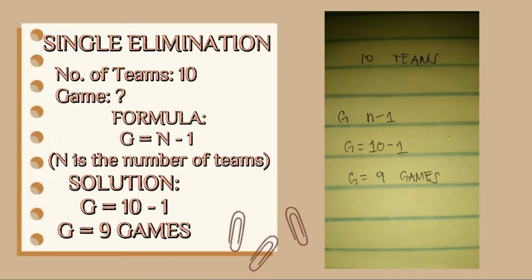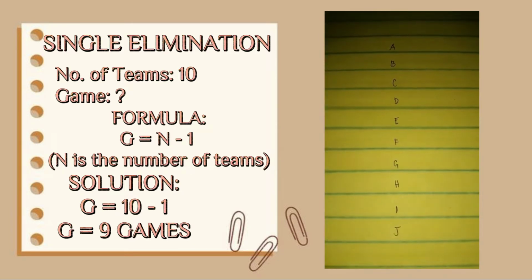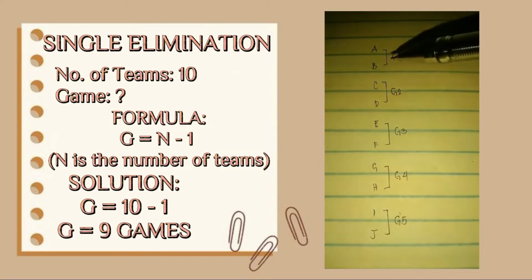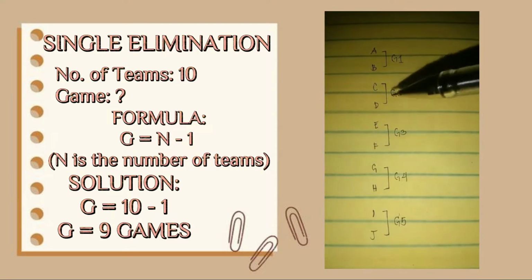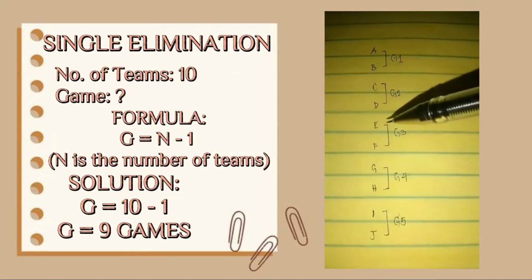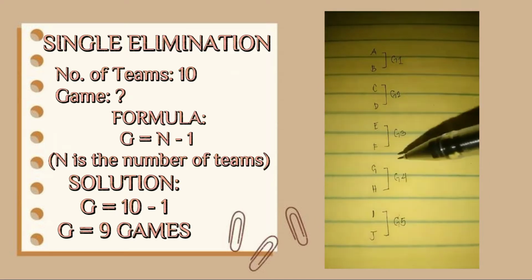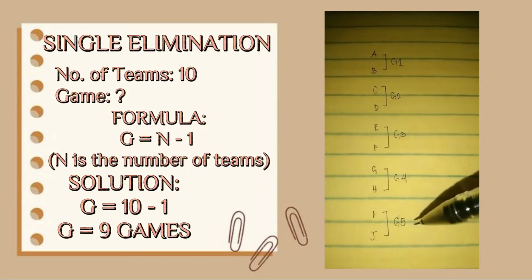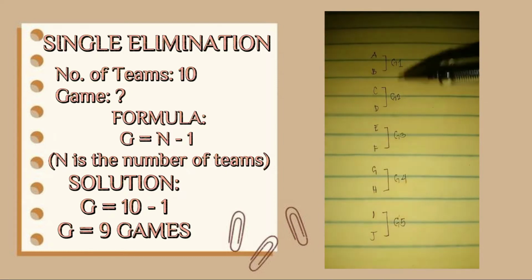And now let's start to do the diagram. To be able to start everything, we need to use alphabet as the representation of each team. And it ends with J since the 10th letter of the alphabet is letter J. Now, A versus B for game 1, C versus D for game 2, E versus F for game 3, G versus H for game 4, and I versus J for game 5. Now, let's connect this.